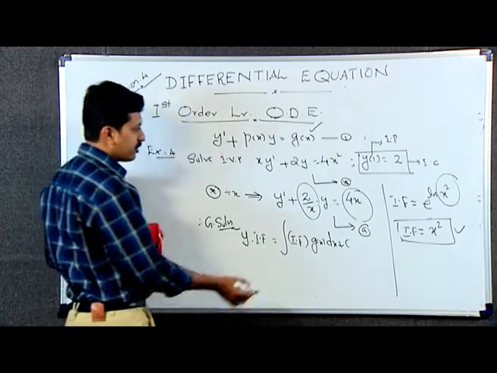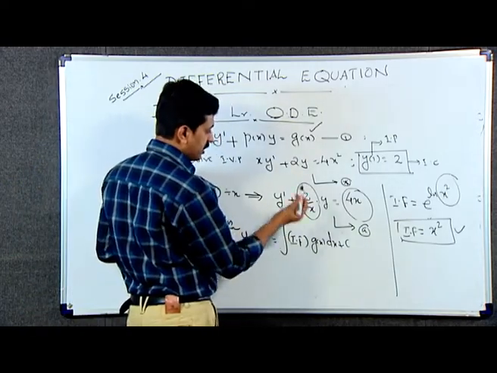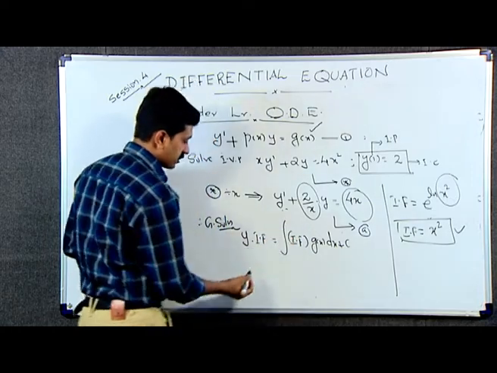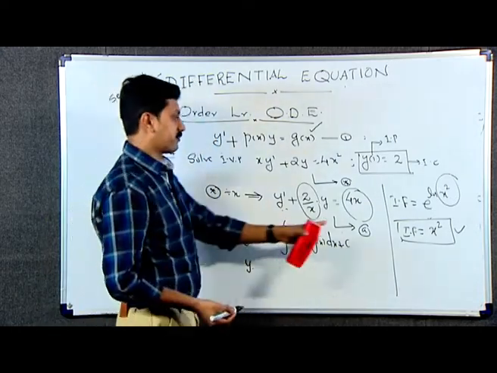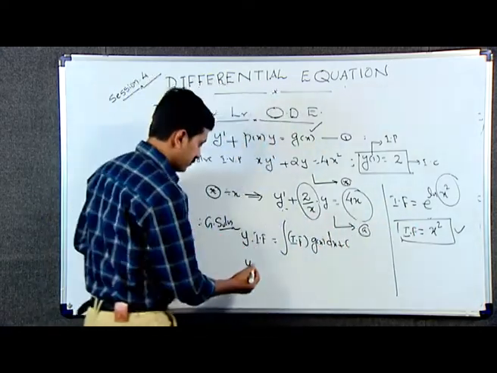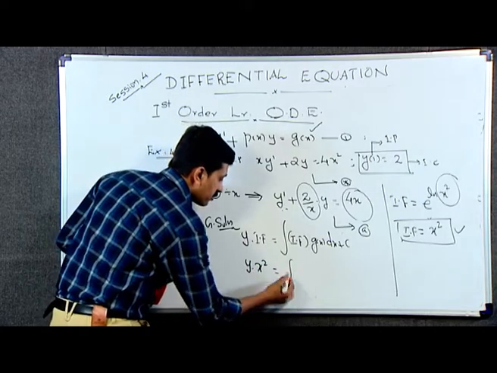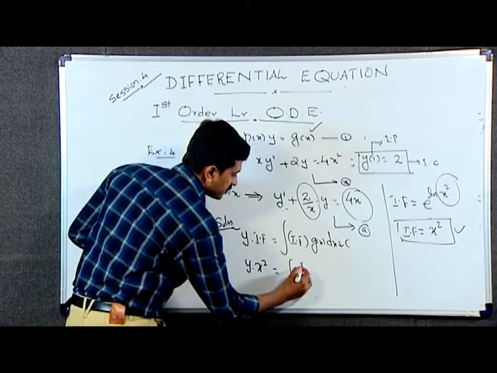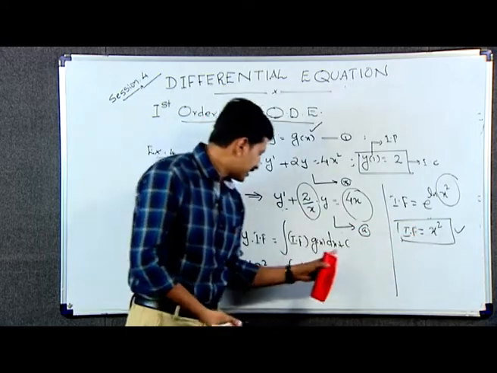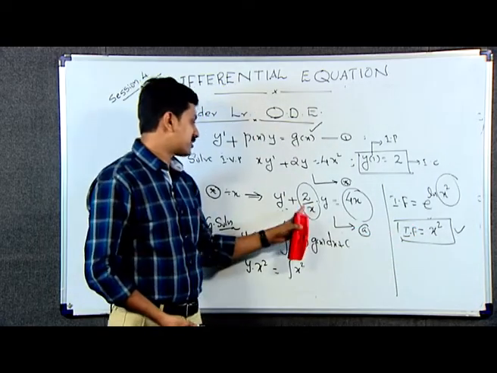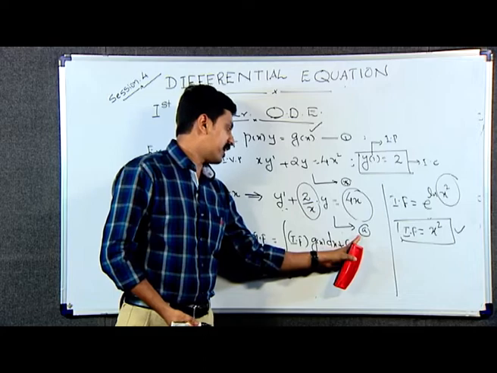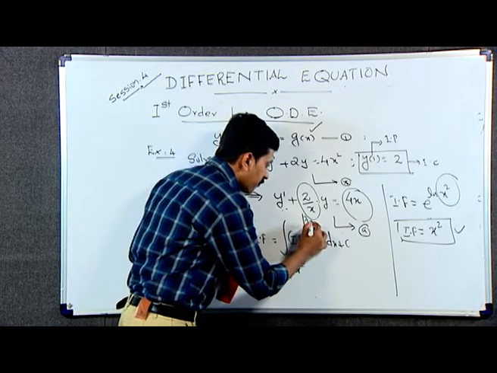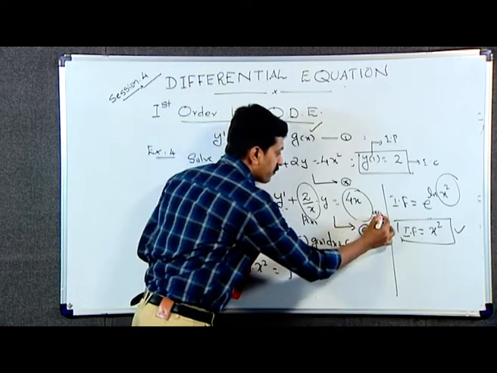See, what about g of x? Here, the integrating factor is equal to x square. Again, the integral of the integrating factor is x square, and g of x. What about g of x? G of x we are taking from a. Here this is the p of x and this is the g of x.